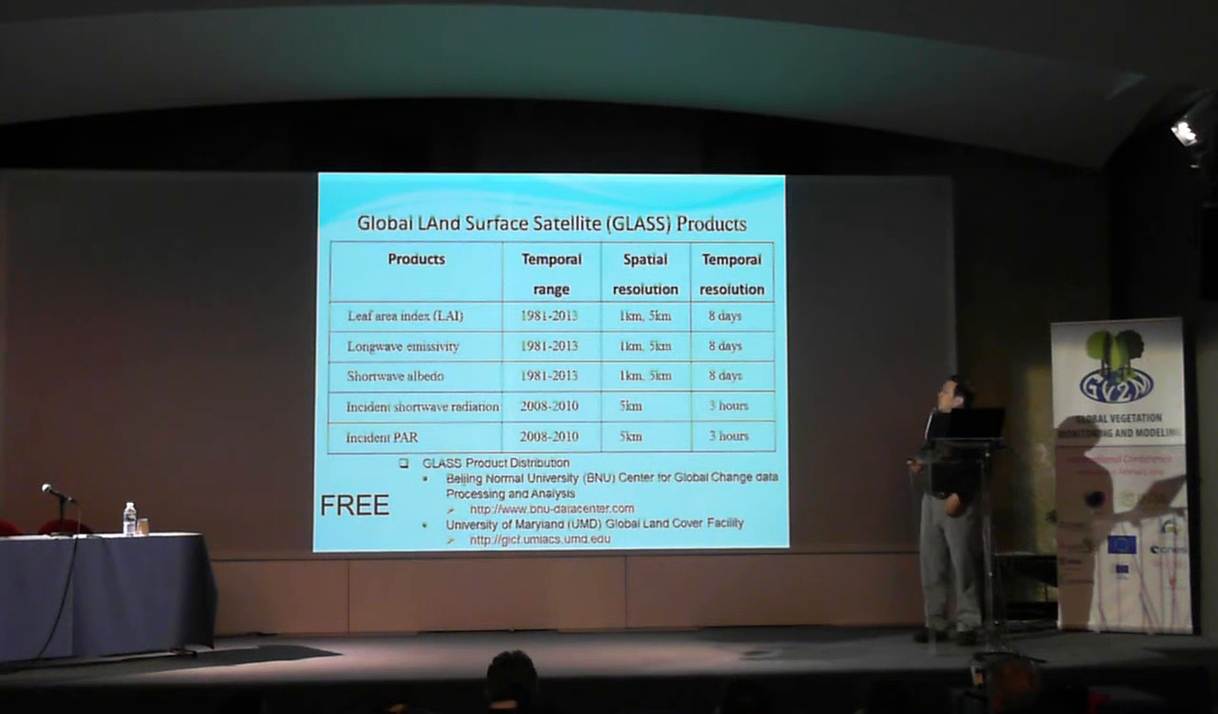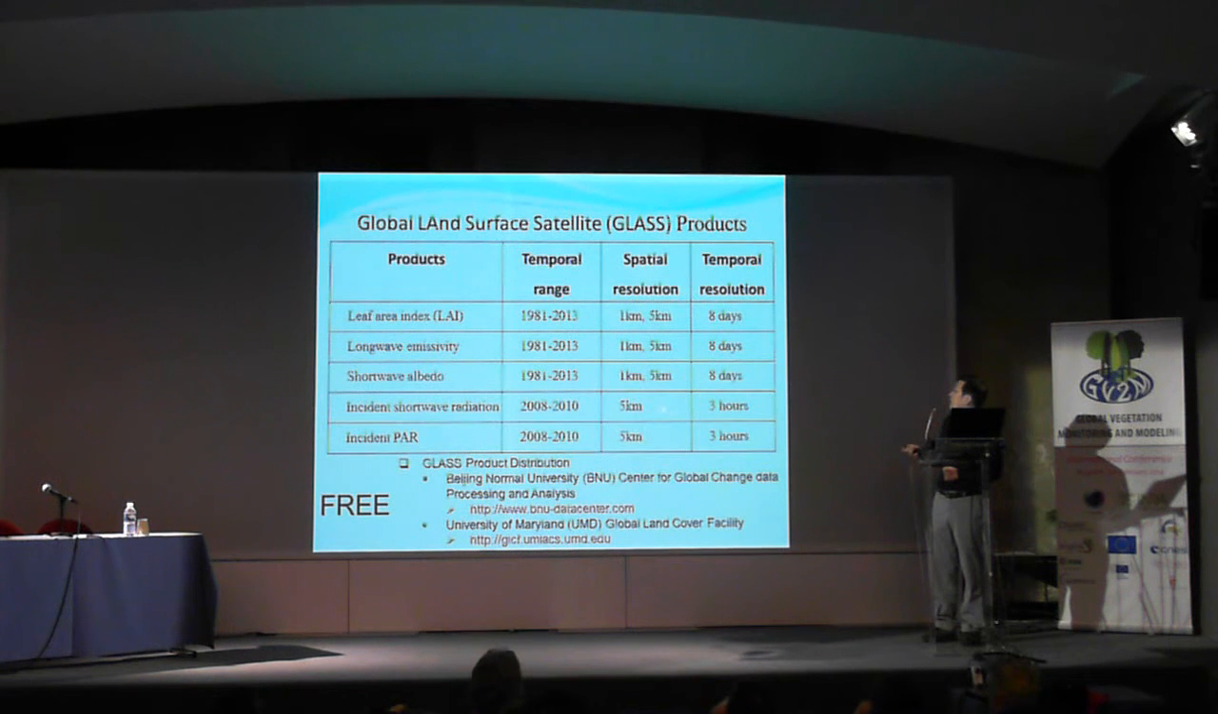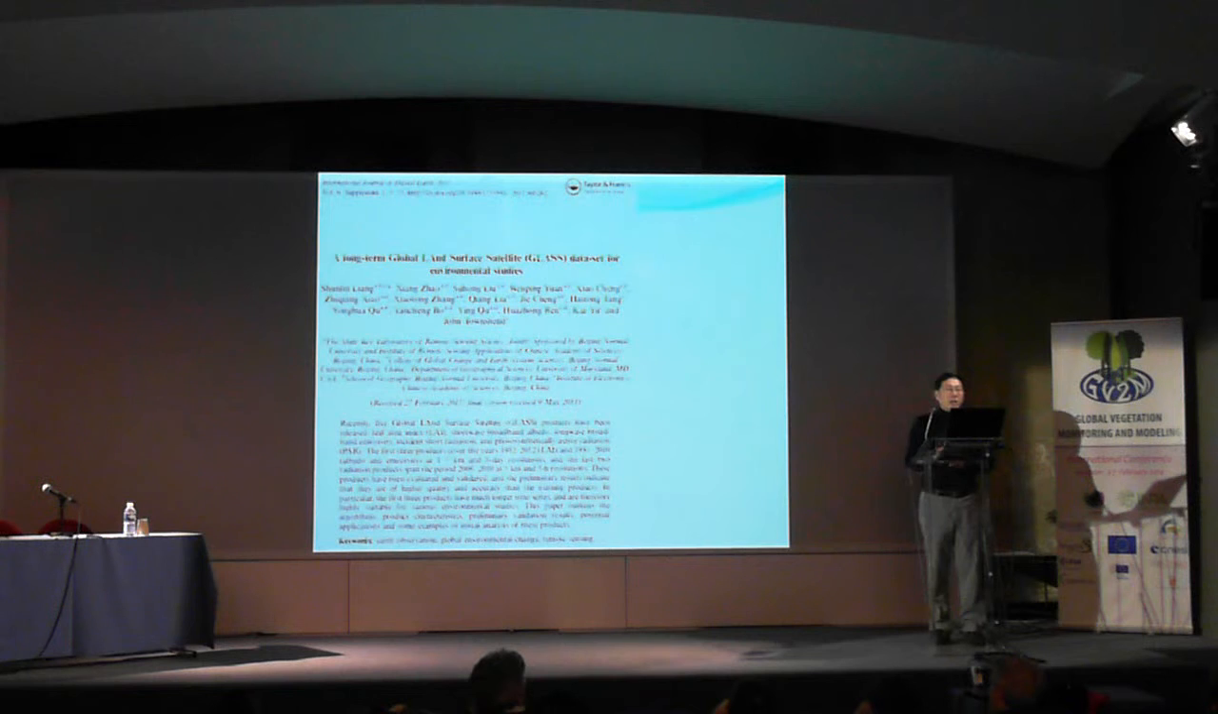So far, we have 5 products. The first 3 products have similar spatial and temporal resolution to existing products, but cover a much longer temporal period, from 1981 to now. We also have 2 radiation products, but only for 3 years, with a spatial resolution of 5 kilometers and a temporal resolution of every 3 hours. The data products can be downloaded at the data center at Beijing Normal University, but also at the famous Global Land Cover Facility at the University of Maryland.